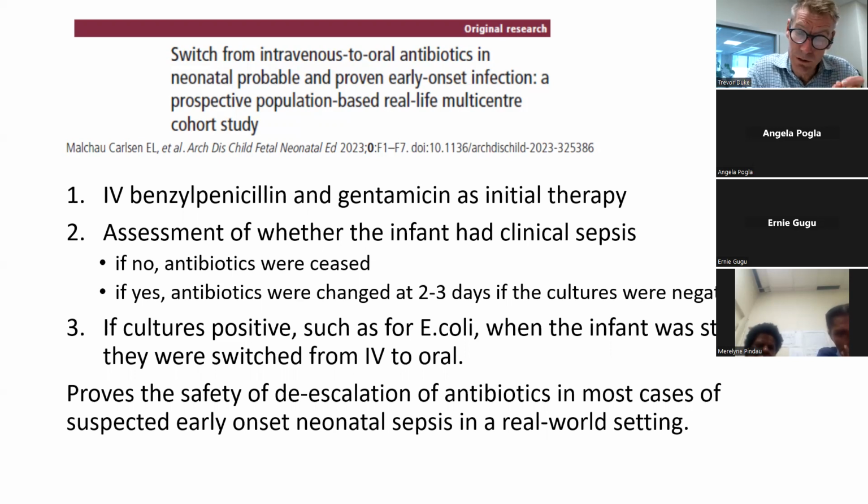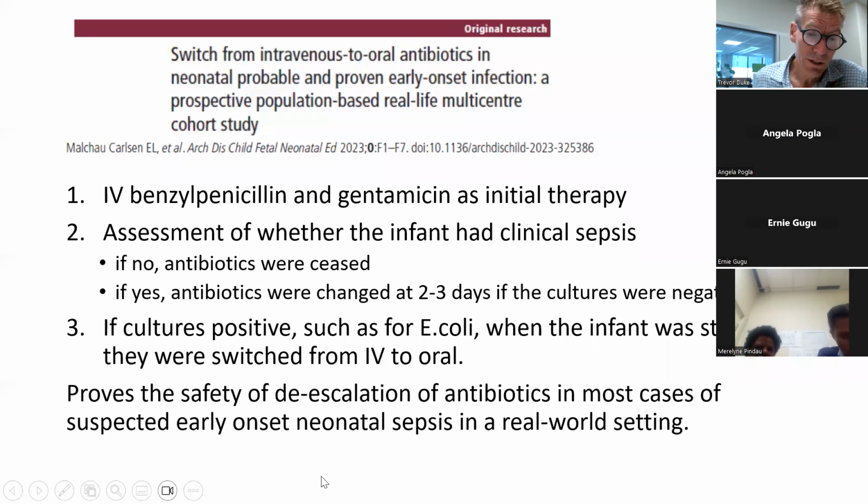And then you assessed whether or not the infant had clinical sepsis. If no, then the antibiotics were ceased the next day or at 48 hours. If yes, if on reflection the next day or the day after they still looked like they had bacterial sepsis, then their antibiotics were changed at 2 or 3 days to oral antibiotics if the cultures were negative. And if the cultures were positive, then the infant was continued on IV antibiotics until the infant was stable, and then they were changed to oral antibiotics.